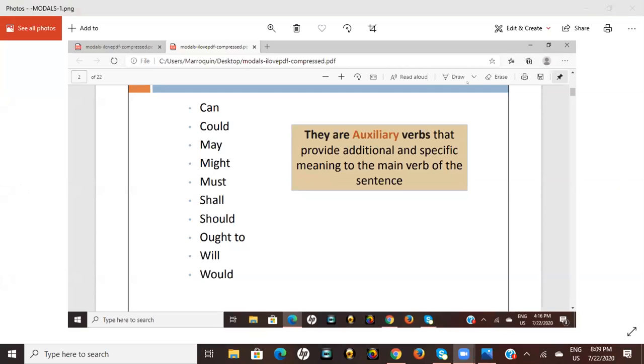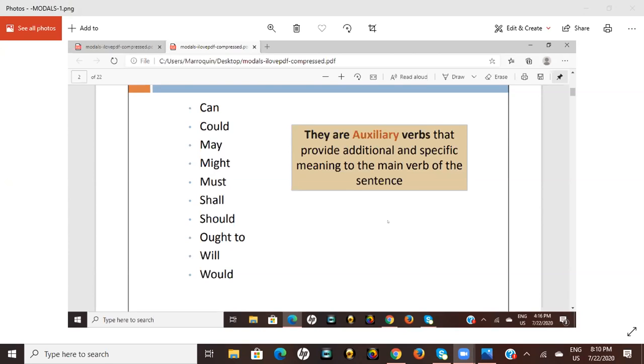Sure. All right, so I need a volunteer to read the introduction that we have here. They are auxiliary verbs that provide additional and specific meaning to the main verb of the sentence. Okay, good. Thank you, Benjamin.